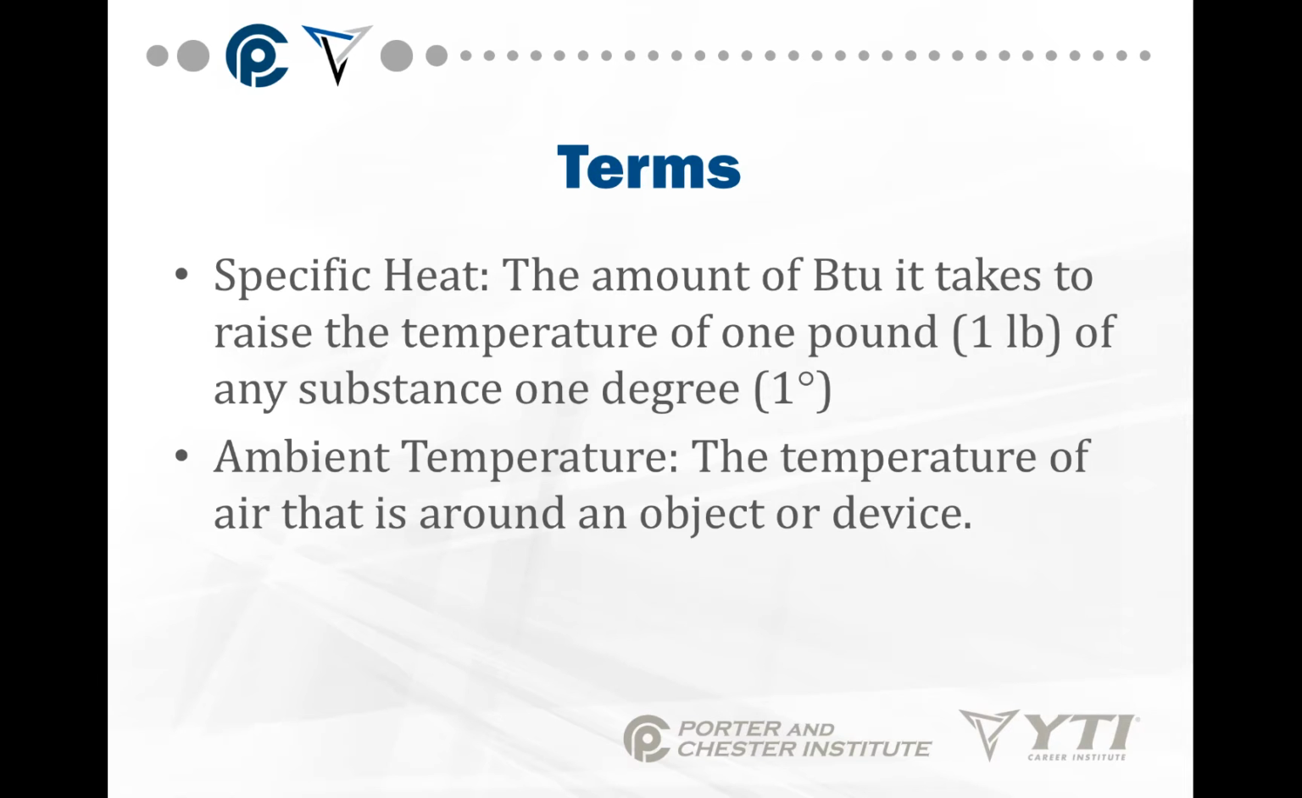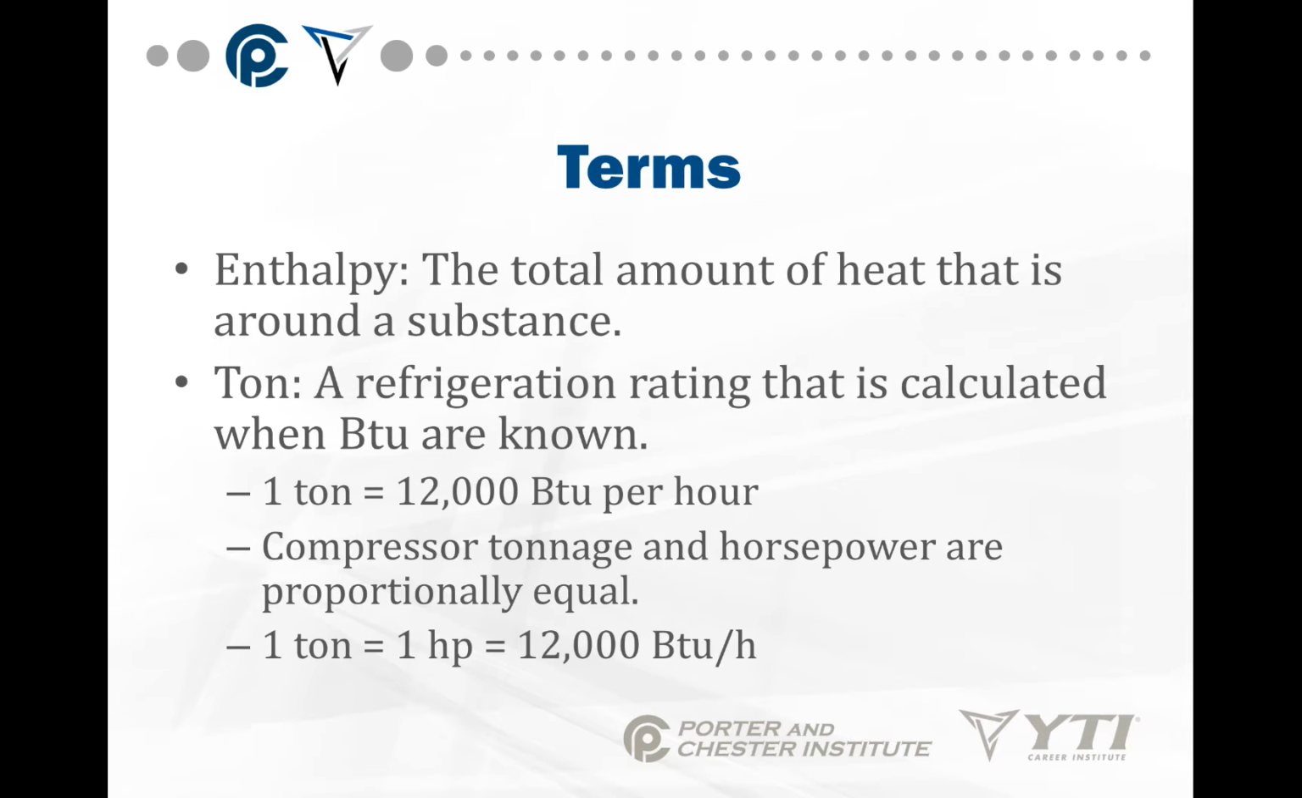Ambient temperature is the temperature of the air that's around an object or device. So, in other words, you're sitting in a room, and the ambient temperature around you might be 72 degrees. The ambient temperature around the building outside might be 40 degrees or 90 degrees. The ambient temperature is very dependent on what it is with reference to. Is it a condenser that's outside? Is it a house? Is it a room within a house? Is it a refrigerator within a room within the house? All have a different ambient temperature because it's the temperature of the air that's around an object or a device.